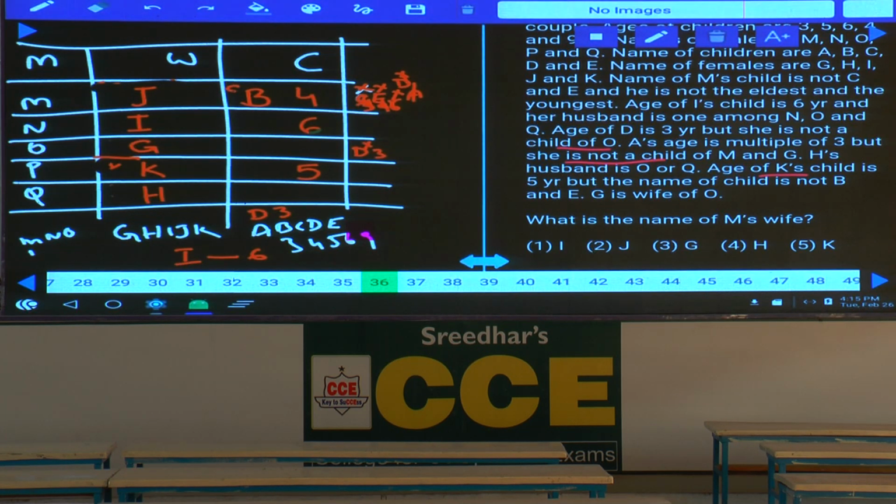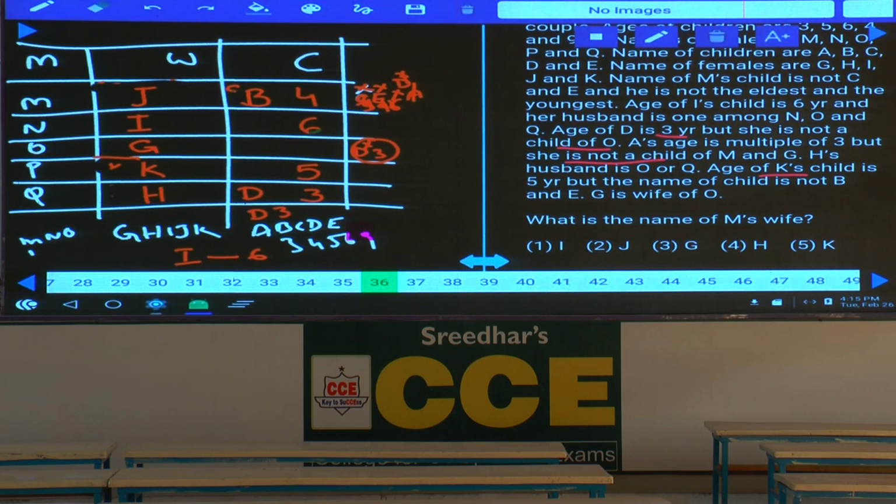G is the wife of O. Then age of D is 3 years. As age of D is 3 years, D is 3. Hence, where can we fix this D and 3? D and 3 cannot be at this place clearly given. Hence, D must be here, 3 is here. D and 3 is here. Now, we are left with what? 6 and 9. Now, in this 6 and 9, who can be 6?